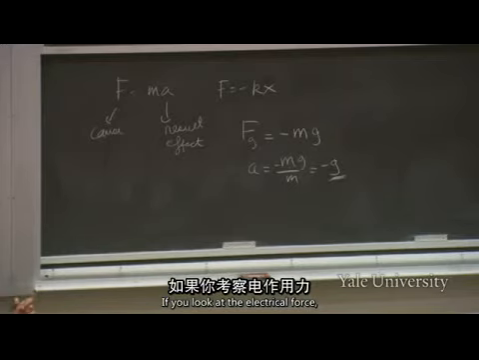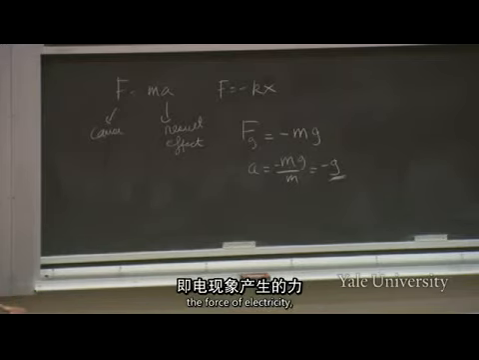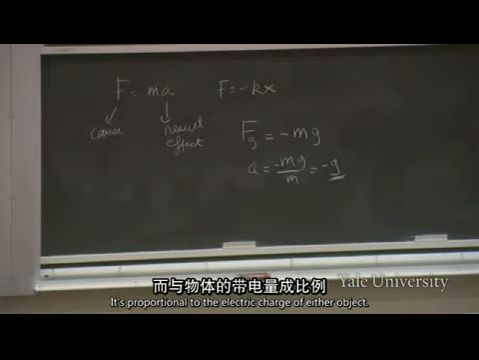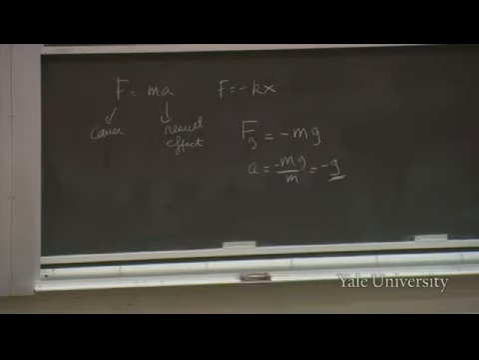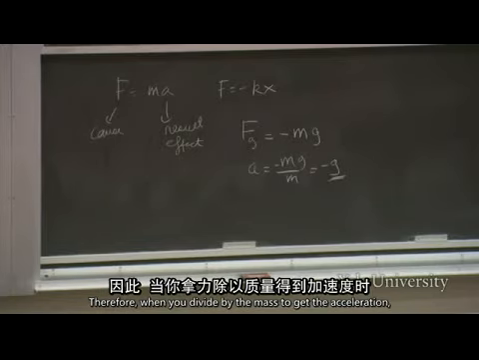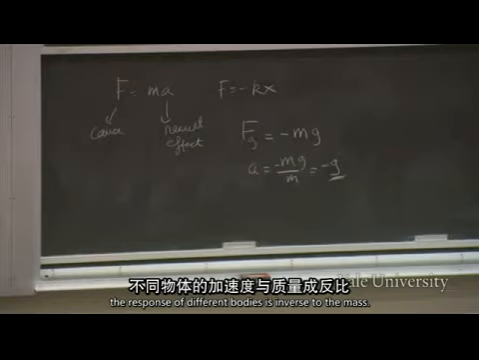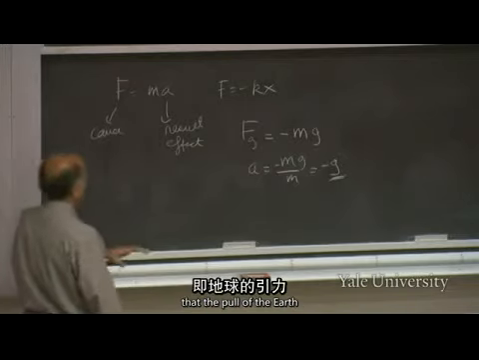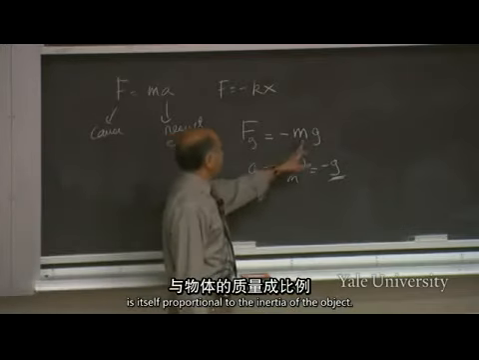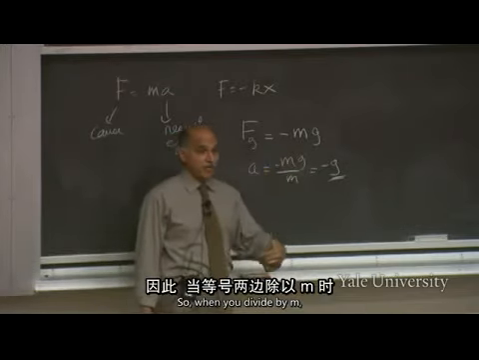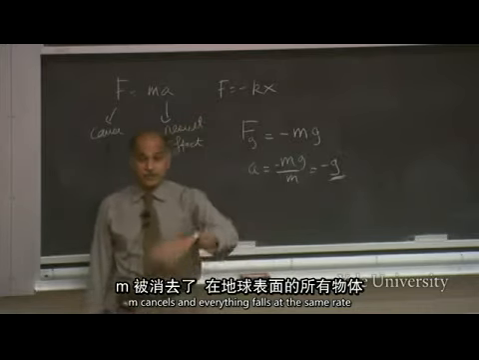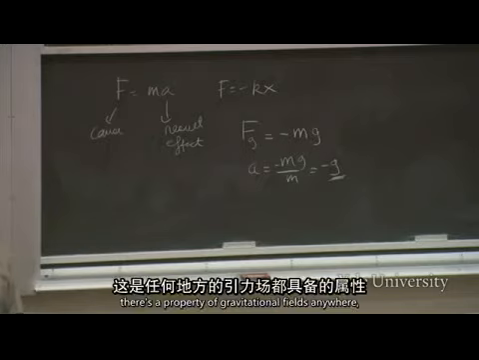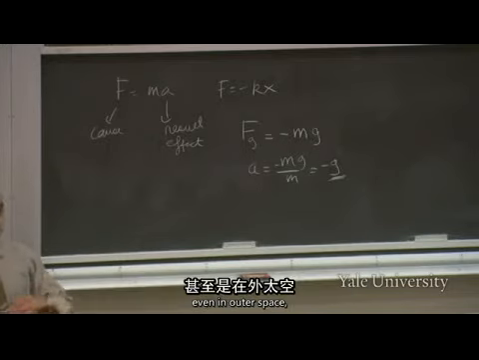If you look at the electrical force, the force of, say, the proton and the electron, it is not proportional to the mass of either object. It's proportional to the electric charge of either object. Therefore, when you divide by the mass to get the acceleration, the response to different bodies is inverse to the mass. But gravity has the remarkable property that the pull of the earth is itself proportional to the inertia of the object. So that when you divide by m, m cancels, and everything falls at the same rate at the surface of the earth.